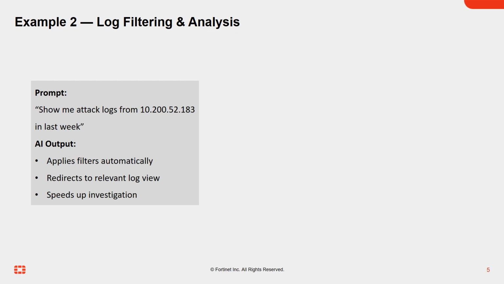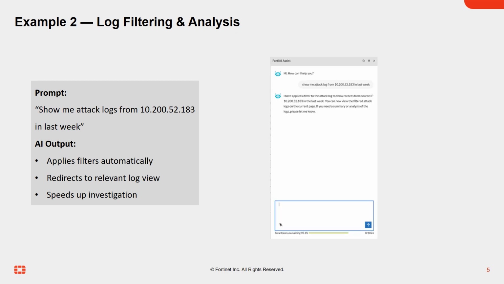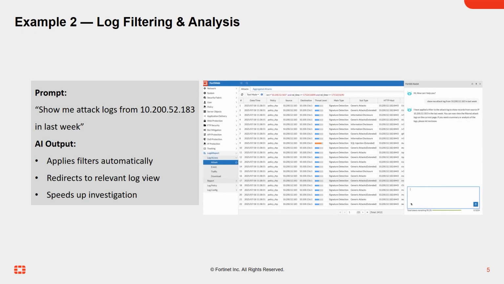FortiAI-Assist simplifies the log filtering process. Instead of manually configuring filters, you can describe what you're looking for in natural language. FortiAI-Assist then automatically opens the attack log page and applies the relevant filters.